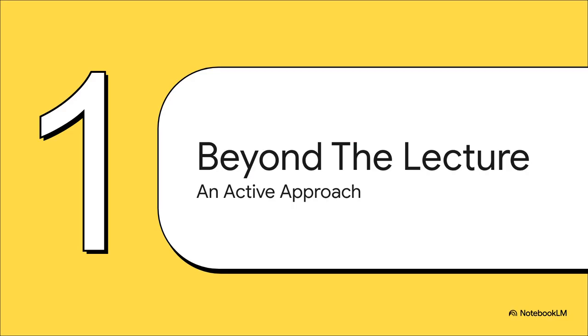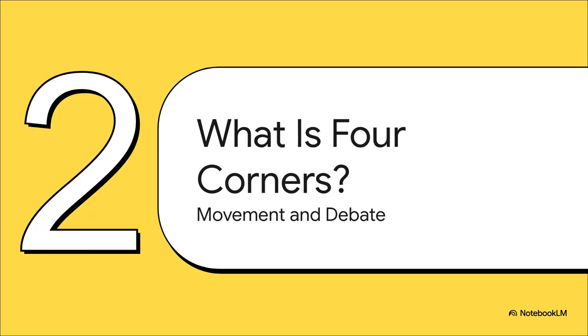Okay, so we're talking about moving way beyond the classic lecture, that one-way street of information. This is all about an active approach that puts the learners right in the driver's seat. So what is this magic strategy? It's called 4 corners. And really, at its heart, it boils down to 2 simple but super powerful things: getting people moving and getting them debating. It sounds simple, I know, but trust me, it's incredibly effective.